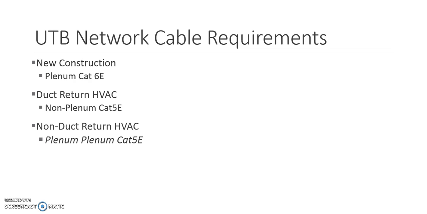For existing buildings, if the HVAC duct return is non-plenum, then the contractor is allowed to use non-plenum cable. If there's a non-duct return HVAC, then the contractor is required to use plenum Cat5e. In any case, plenum cable can be used in non-plenum space.